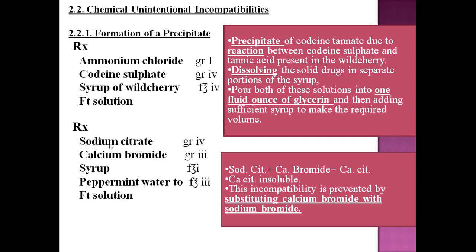So if you have sodium citrate and sodium bromide, they cannot react together. No chemical reaction takes place between the same radicals. This will prevent the formation of calcium citrate, okay, which is a completely insoluble solid. So this is the formation of a precipitate.